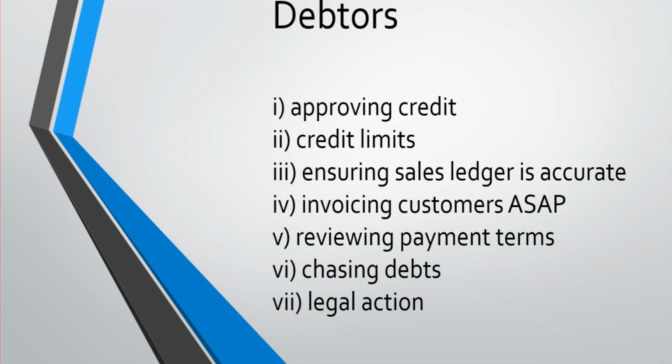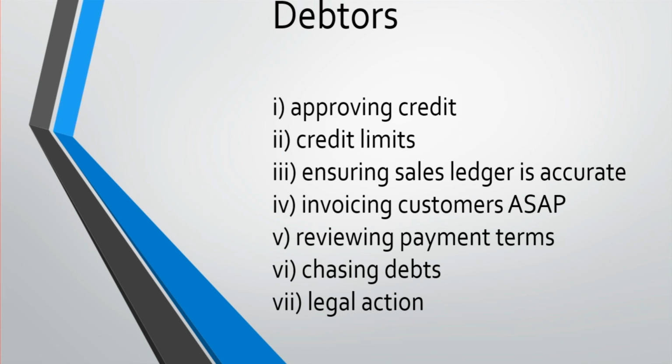Now, there's a number of points here, such as approving credit. This is generally not done in a number of businesses. Approving credit is a great way to start managing debtors. So if a customer or client wants a credit account with the business, make sure that there's some sort of procedure or policy in place to approve that credit. And that's generally done with some sort of application form.